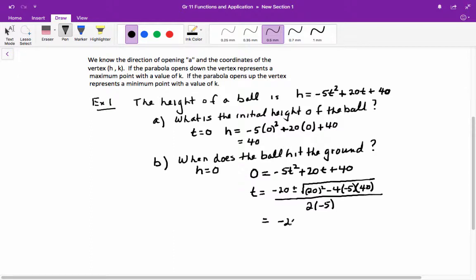We got negative 20 now, plus or minus 20 squared, which is 400. And then what we're going to get here is 4 times negative 5, that's negative 20, times 40 is negative 800. But because of that, it's going to be subtract negative 800, so it's going to be plus 800. And we're going to divide by negative 10.